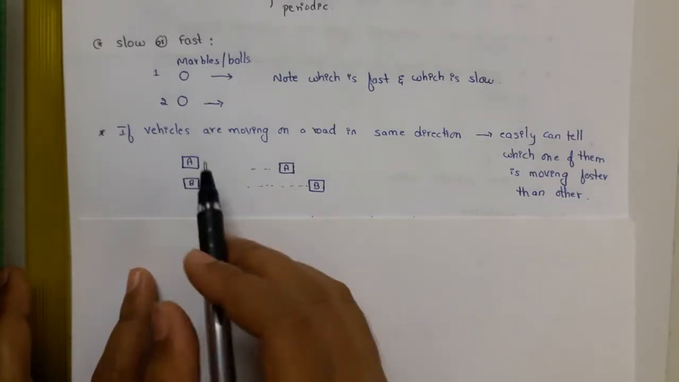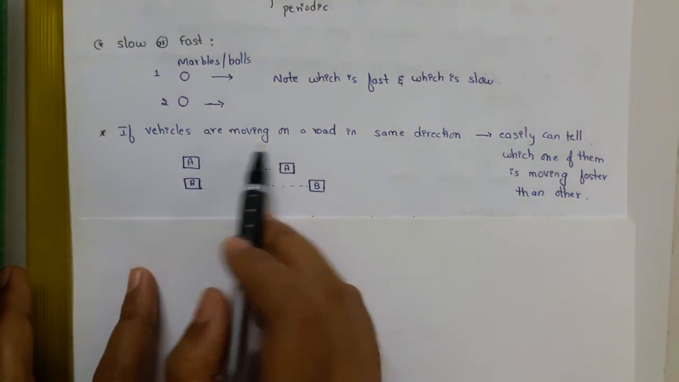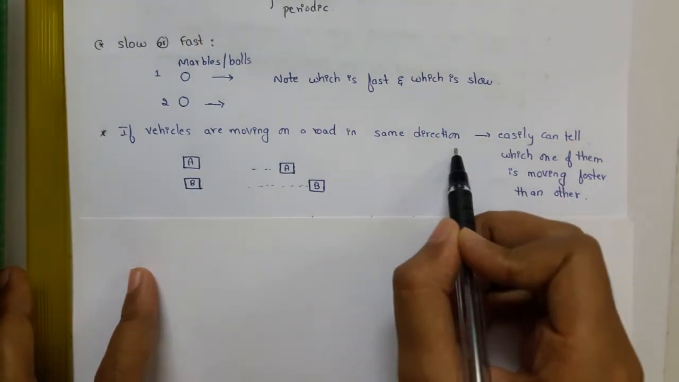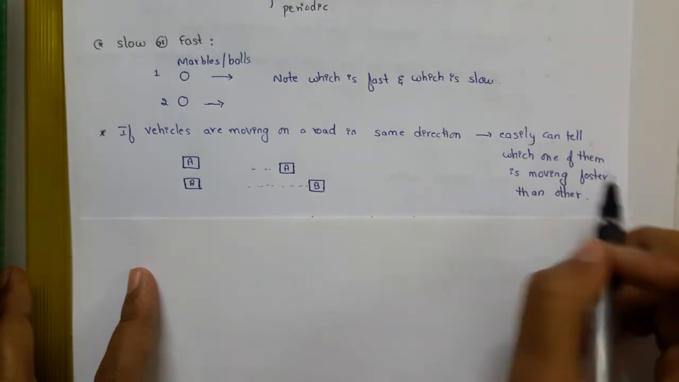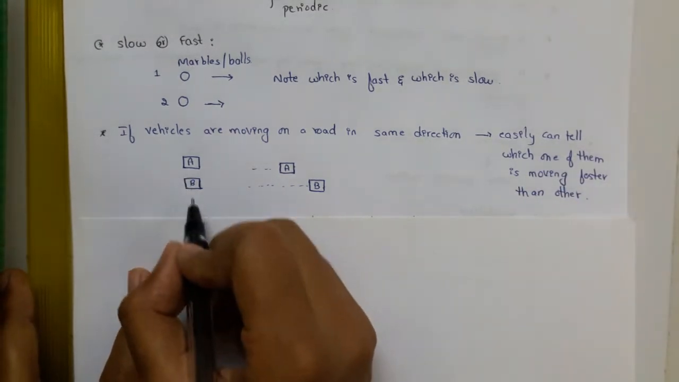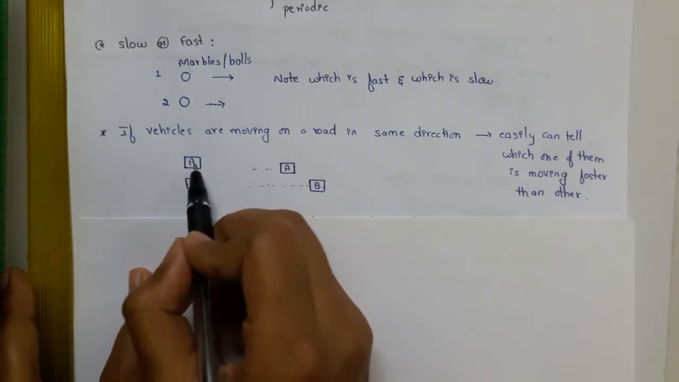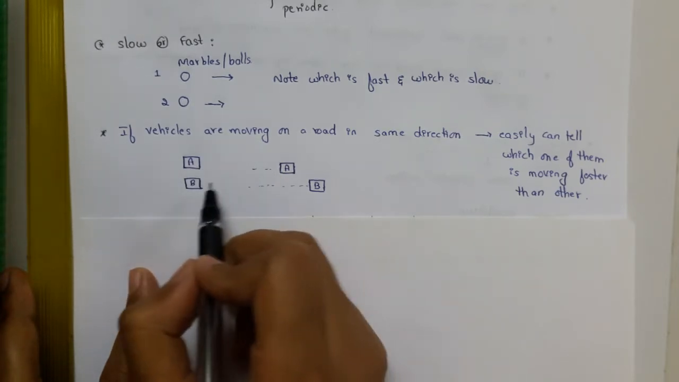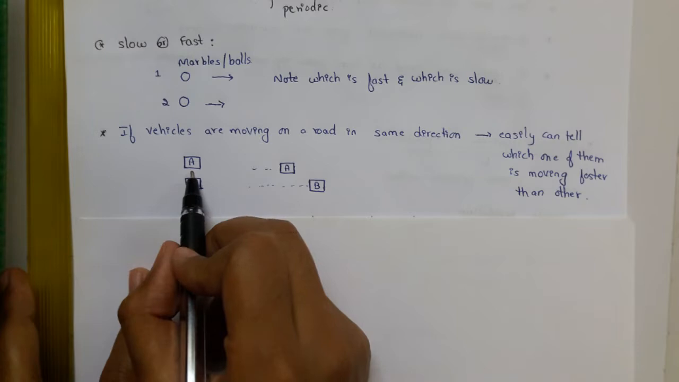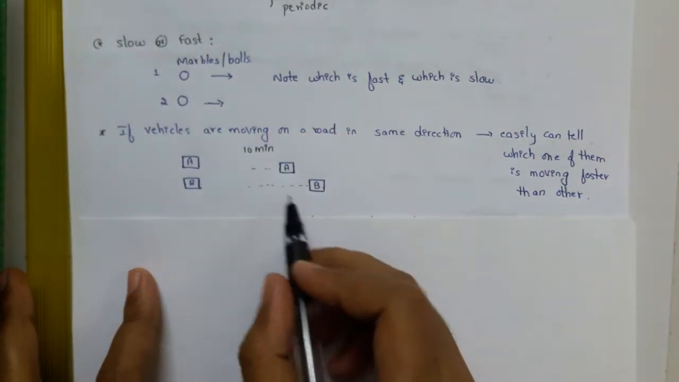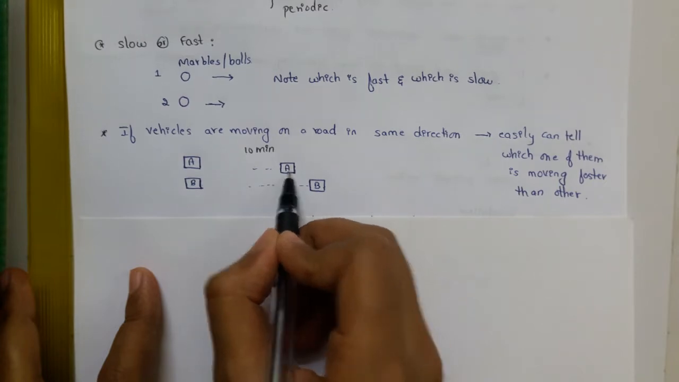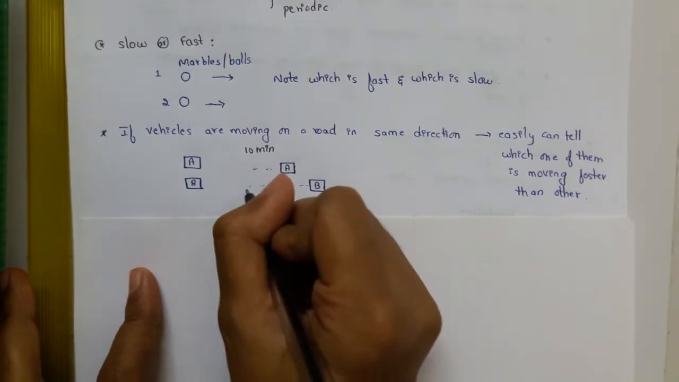Similarly, one more example: if vehicles are moving on a road in the same direction, we can easily tell which of them is moving faster than another. For example, let's consider two cars A and B moving in a straight line on the same road. After 10 minutes, we observe that A was here and B was here. Suppose you are standing here.